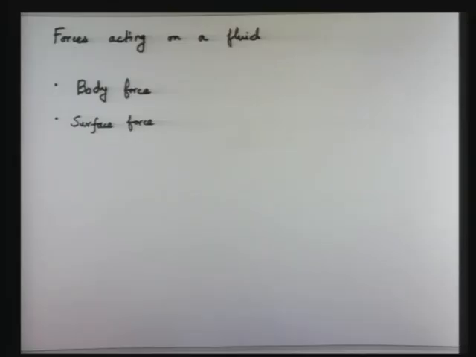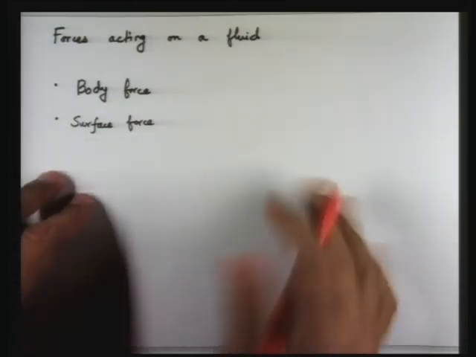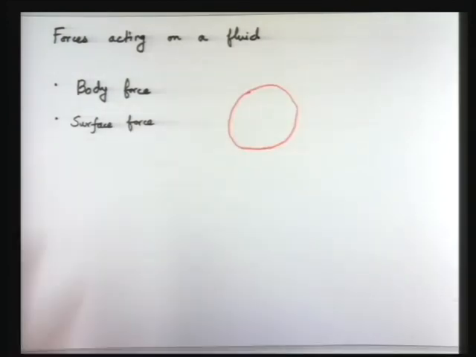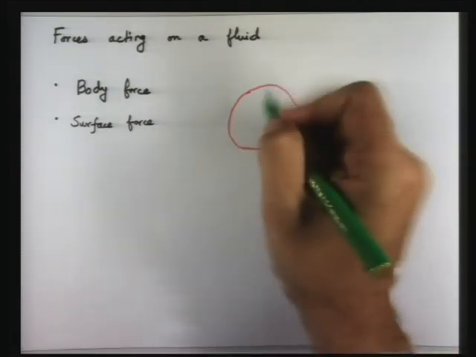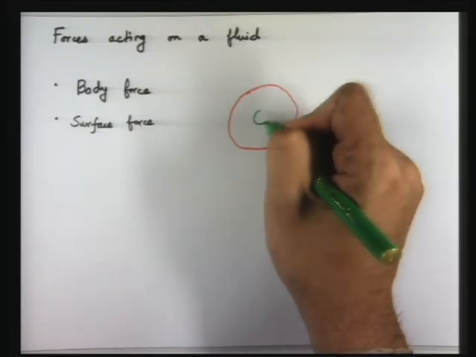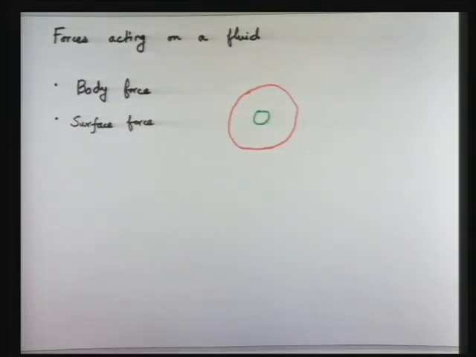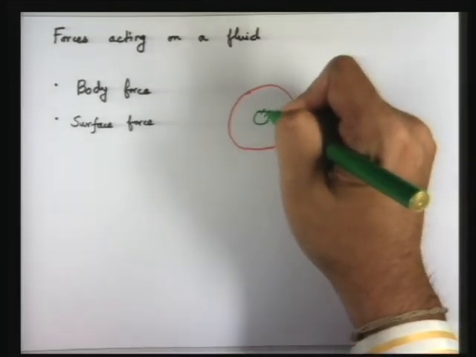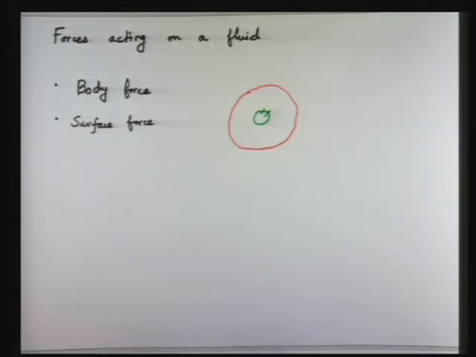So to do that, let us consider that there is a volume of fluid which is enveloped with a surface area, and let us take a small chunk from that fluid, and in that small chunk we consider a small area. Let us say this area is dA.